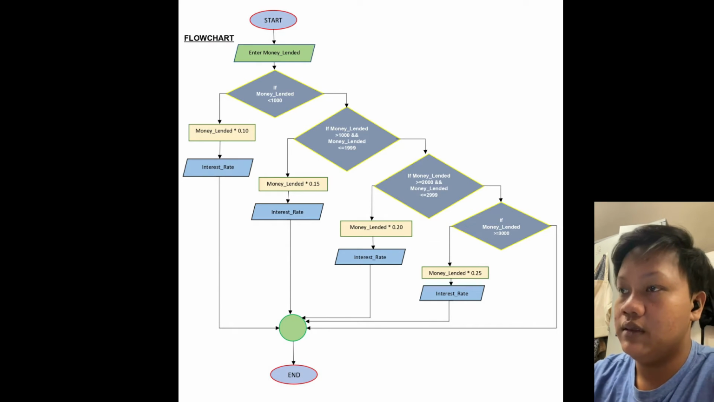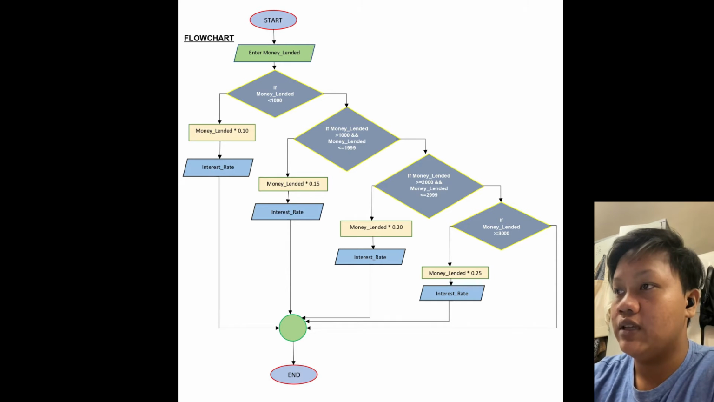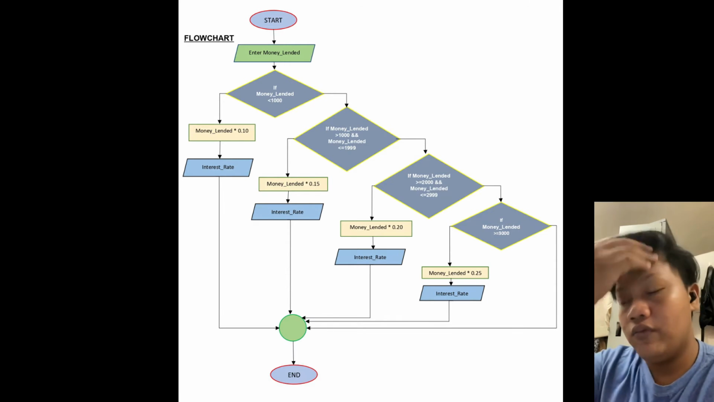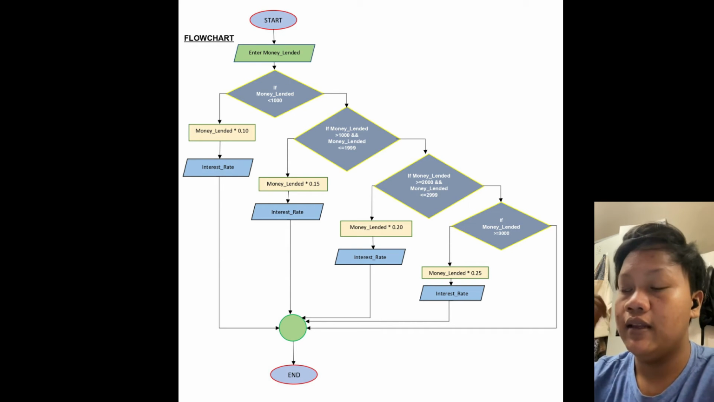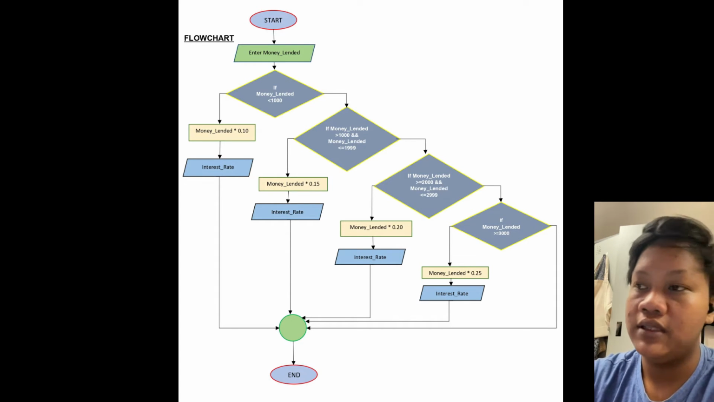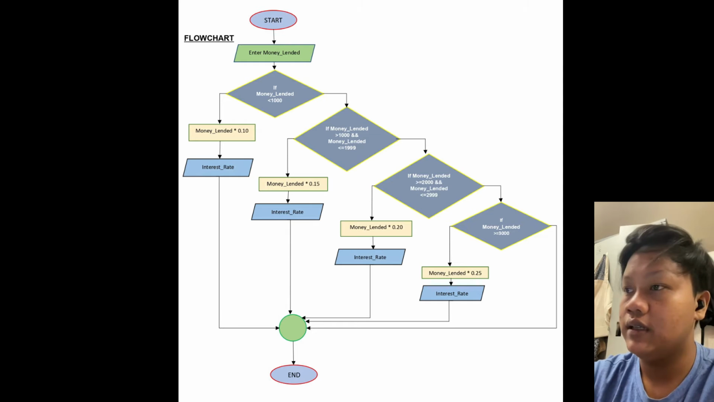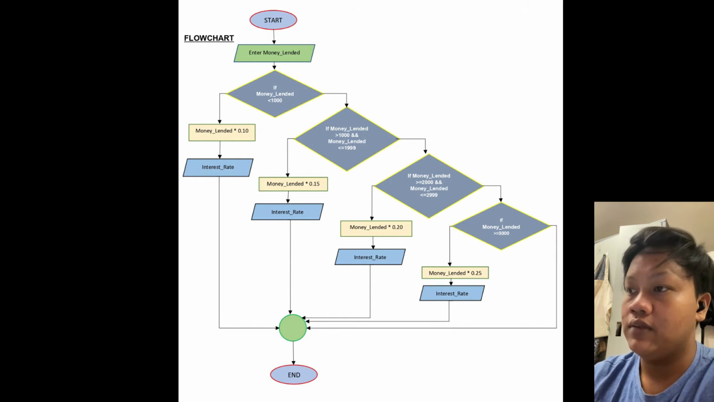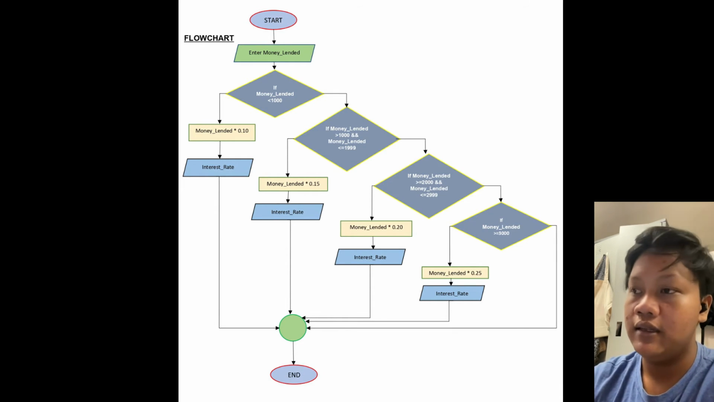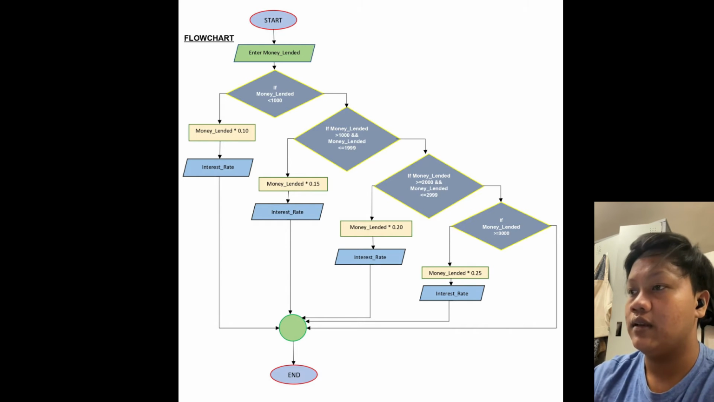As we can see here, this is a flowchart for Problem 1. First we start, and then the input is enter money lended. After that, we will go through some selections. First, if the money lended is less than 1,000, then the interest rate is money lended times 10%. If that was false, we go through another selection. If the money lended is more than 1,000 and less or the same as 1,999, then the interest rate is money lended times 15%. And if that is also false, we go through another selection.